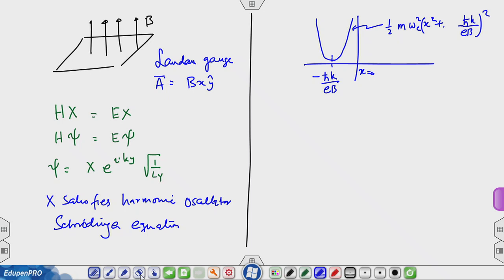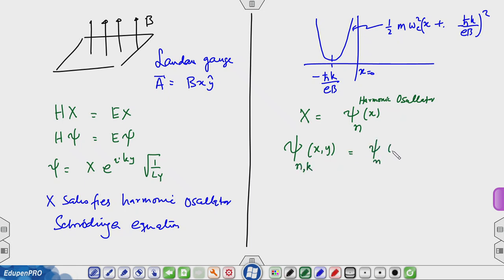This x square will not be there. So, the wave function is psi n of x, harmonic oscillator, and the total wave function psi x y, which is a wave function of n and k, is equal to psi n x harmonic oscillator times e raised to i k y, and there is this normalization constant, square root of 1 over L y.